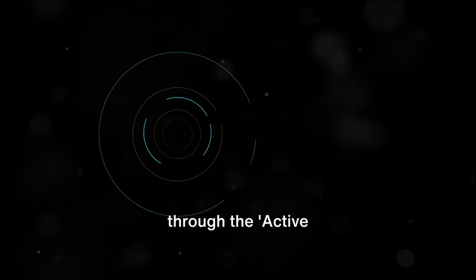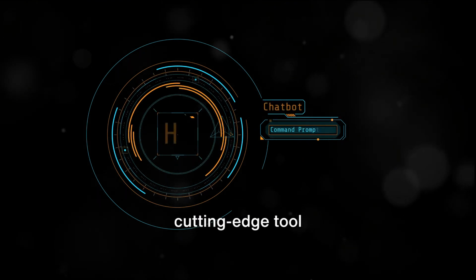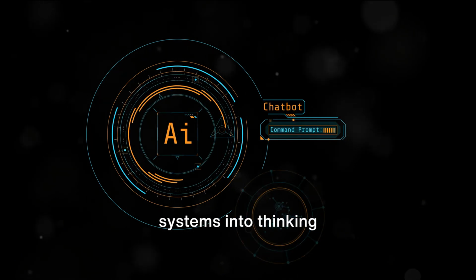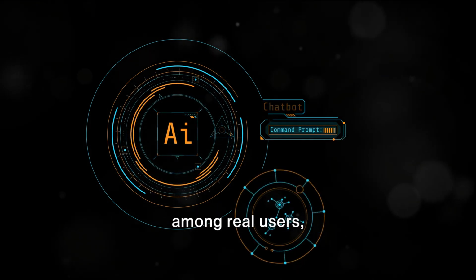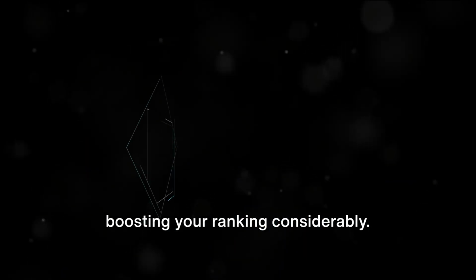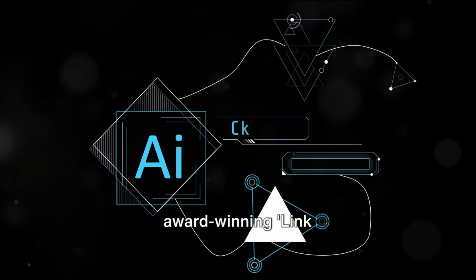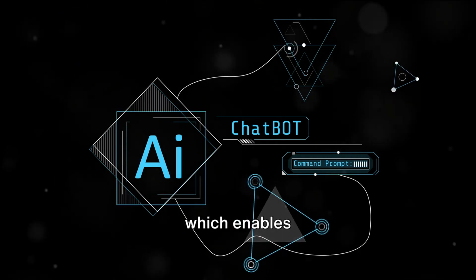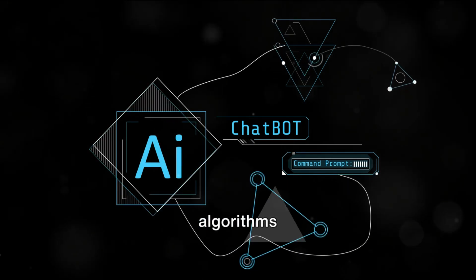Then, we'll take you through the Active Socials feature, a cutting-edge tool that tricks AI systems into thinking your site is trending among real users, boosting your ranking considerably. We'll also cover the award-winning Link Profiles feature, which enables proprietary ranking algorithms tailor-made to improve your SEO score.